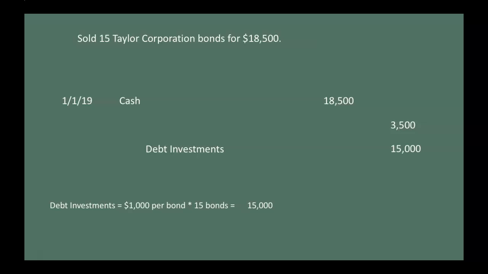So we had debt investments that were worth to us on our books $15,000. We were able to get people to pay us $18,500, which means we have this gain on the sale of debt investments, since we received more cash than what the debt investments were worth on our books. If it was flipped, if we received less cash than what our debt investments were worth, that would be a loss on the sale of debt investments, and that would end up being a debit in this journal entry.